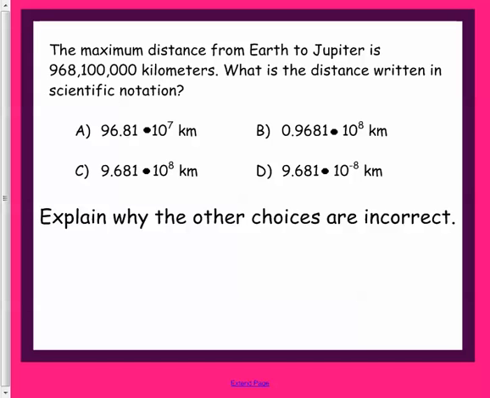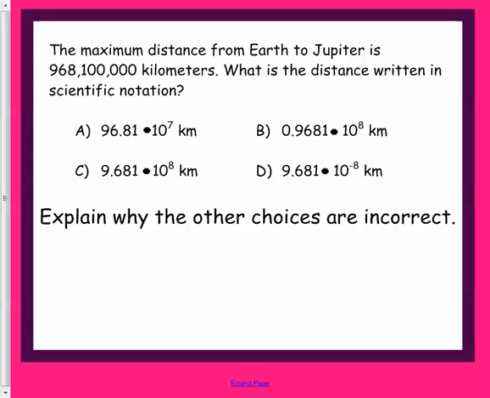Let's look at a real world example. This right here is science to a T. The maximum distance from Earth to Jupiter is this crazy big number. What is it written in scientific notation if it's 968,100,000 kilometers away? See which one you think you should pick and why.